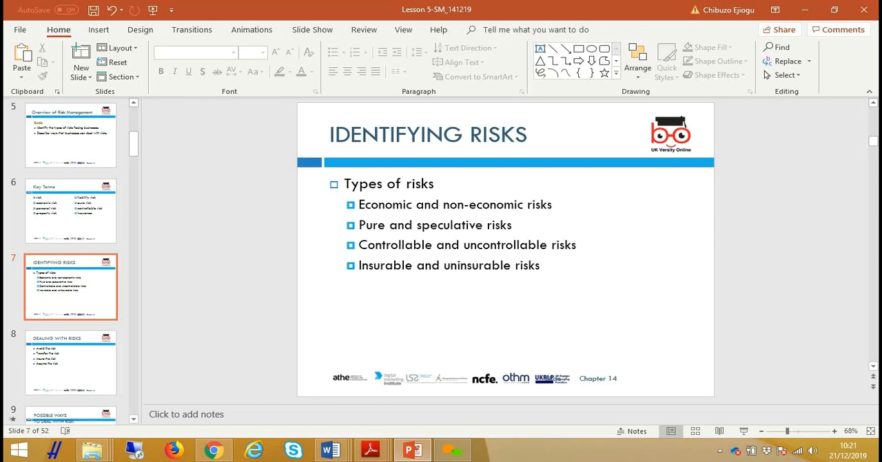So again, insurers will only protect you normally against a pure risk where you suffer loss. They will not normally protect you against a speculative risk where there's a possibility you make a gain from events occurring.